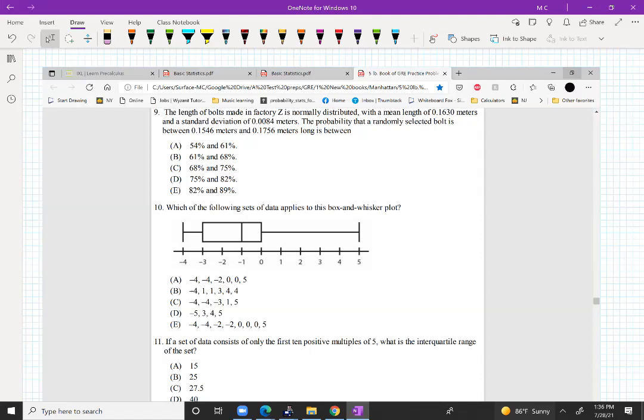Is it not C? I got D for that. Yeah, this is why. It's taking me longer. Mean is 1630, standard deviation 0.0084. Right. So you need to draw a picture. The mean is right in the middle.